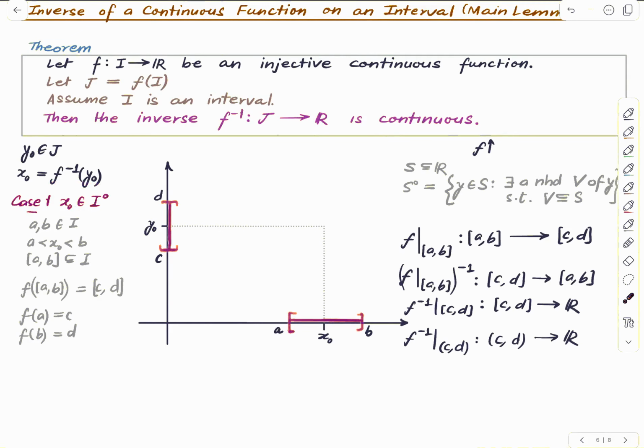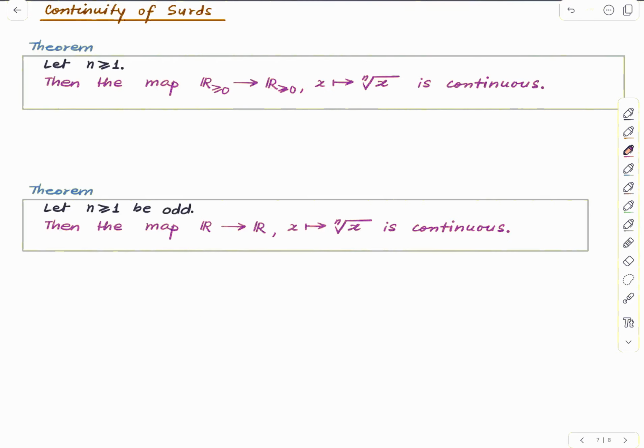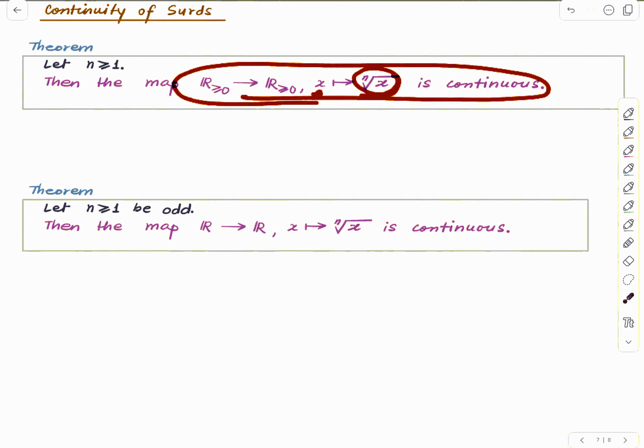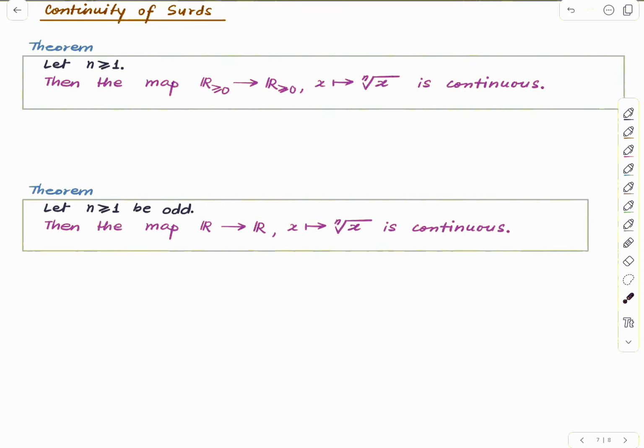All right, so we can move on now and see some applications. We have this function going from positive reals to positive reals, which takes x to the nth root of x. N is some positive integer. This is also a continuous function. This is not obvious. I think previously we established the continuity of the square root function. I don't remember if we did, but now we can just immediately prove it using the previous theorem.